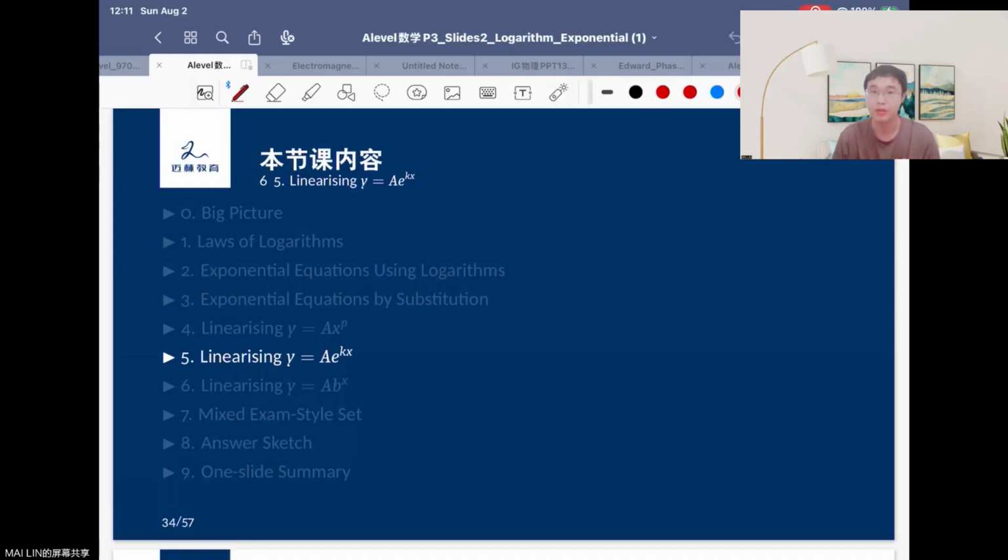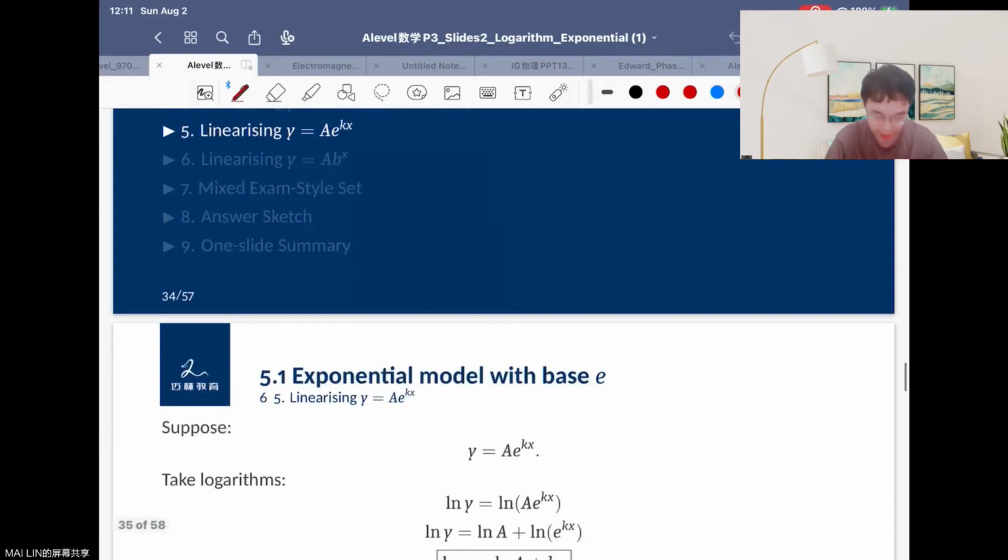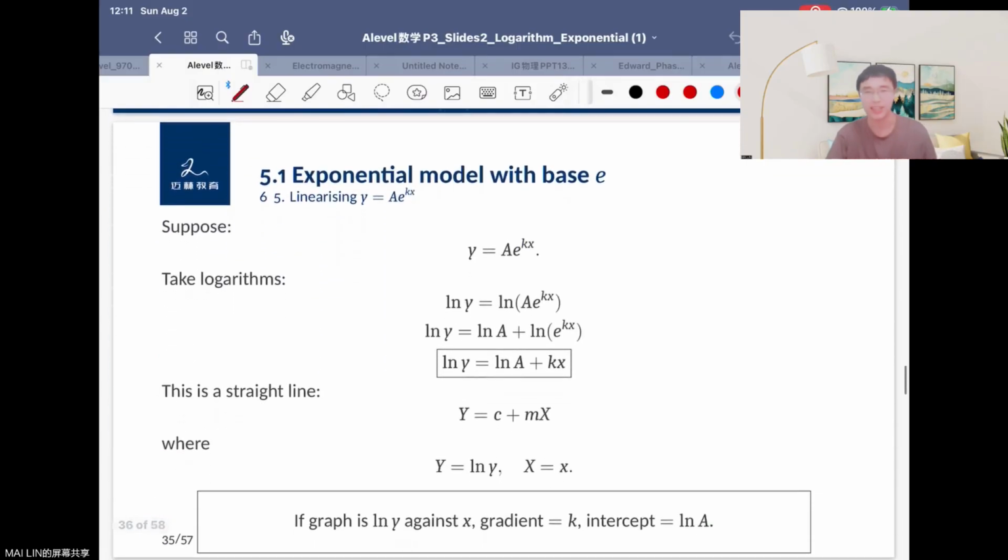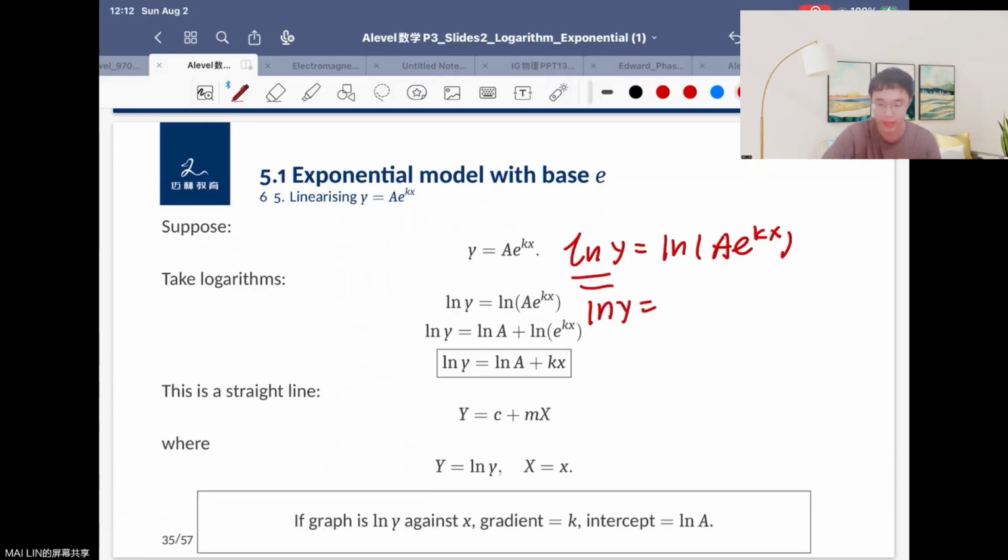We are learning about linearizing for y equals a e power of kx. This part is the same as the last lesson. We can just take the logarithm on both sides. For example, y equals a times e power of kx, you can first take the logarithm on both sides, so it becomes ln y equals ln a e power of kx. Then you can write down ln y equals ln a plus k times ln e power x, right?